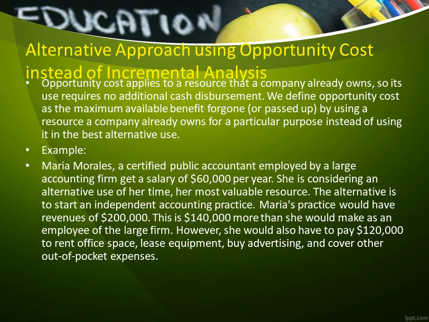Example: Maria Morales, a certified public accountant employed by a large accounting firm, gets a salary of $60,000 per year. She is considering an alternative use of her time, her most valuable resource. The alternative is to start an independent accounting practice. Maria's practice would have revenues of $200,000. This is $140,000 more than she would make as an employee of the large firm. However, she would also have to pay $120,000 to rent office space, lease equipment, buy advertising, and cover other out-of-pocket expenses.